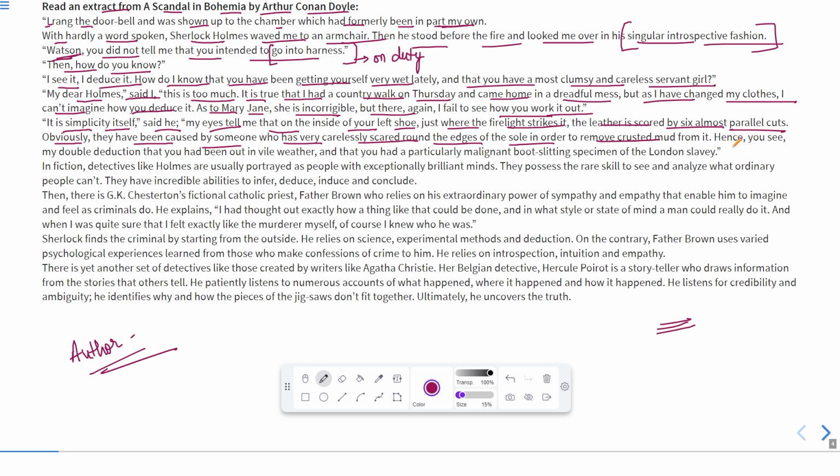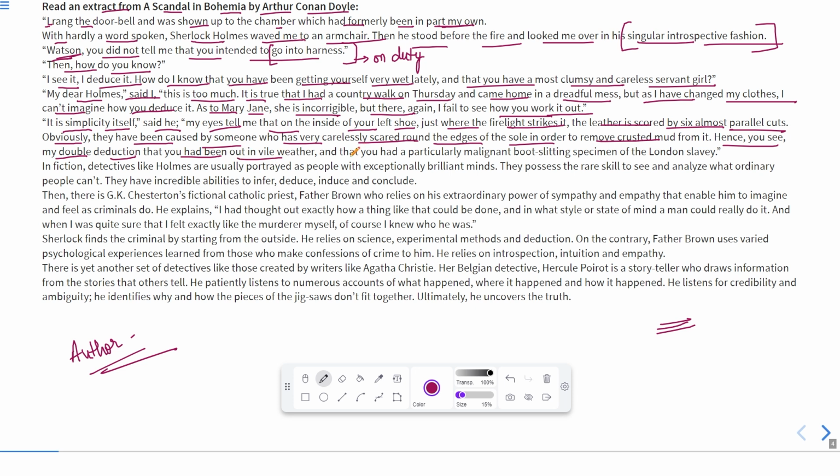Now, if someone tries to clean the mud from the shoes, he must have scratched the shoe, or you can say he must have cleaned it in such a manner that has damaged the shoe. Okay, hence how you see my double deduction. It means my double conclusion that you had been out in wild weather.